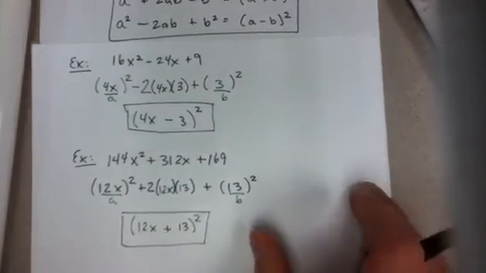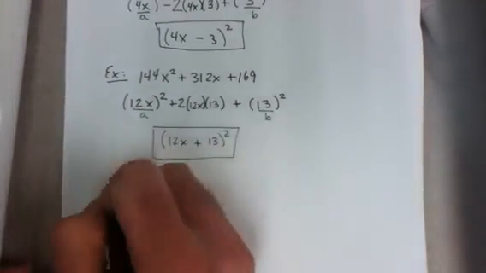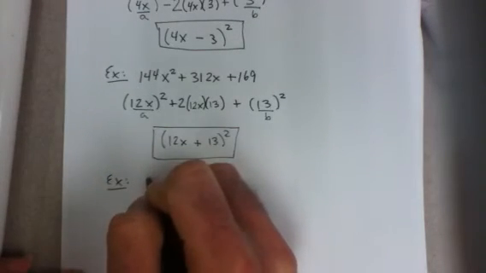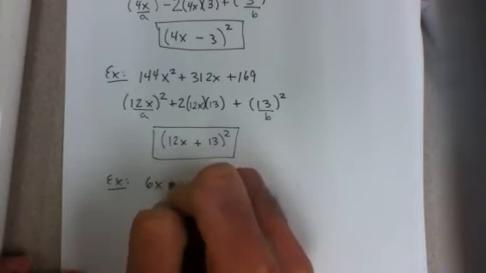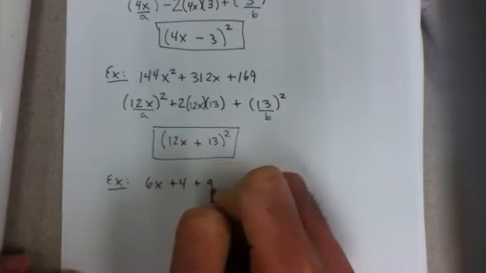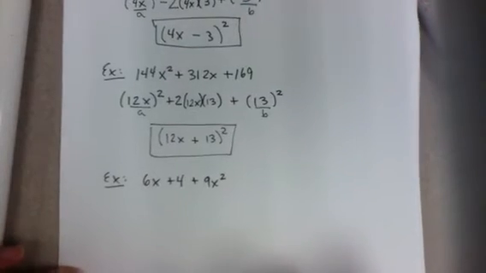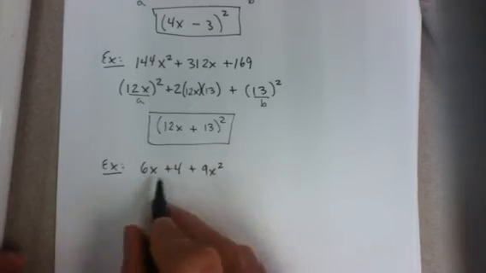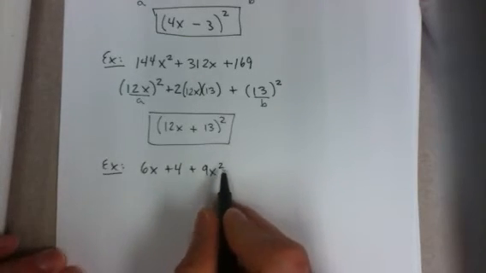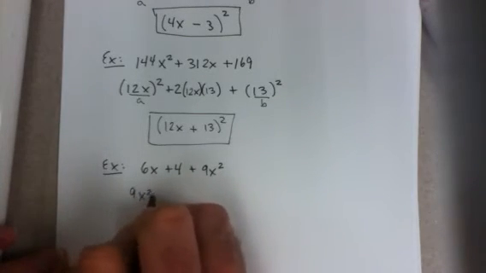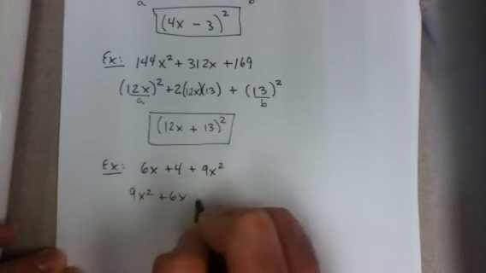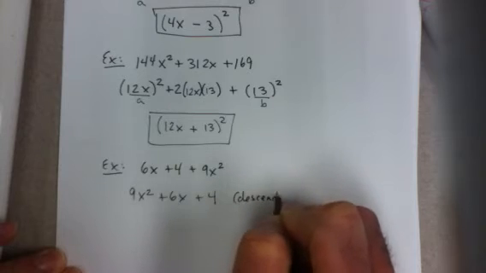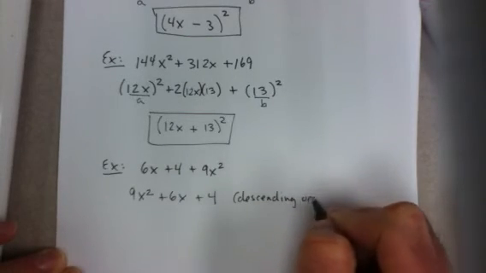Now I want to show you an example that doesn't actually work, though at first glance may seem like it does. And that example would be this. Let's say we had 6x plus 4 plus 9x squared. Now, regardless of whether this is a perfect square or not, you would want to rewrite it in descending order of powers. So I'm going to write the 9x squared term first, then the plus 6x, and then the plus 4, just so we get descending order.